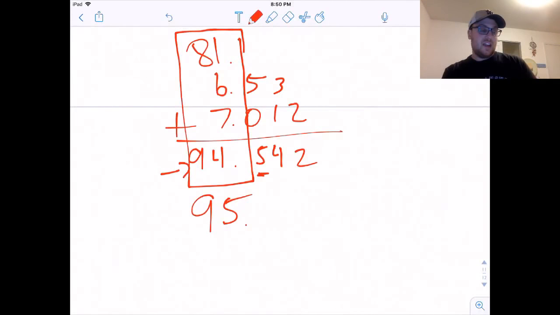6.53 times 7.012 times 80. We're going to get a weird answer for this, and that's okay. I'll do another example because these tend to be the harder ones.